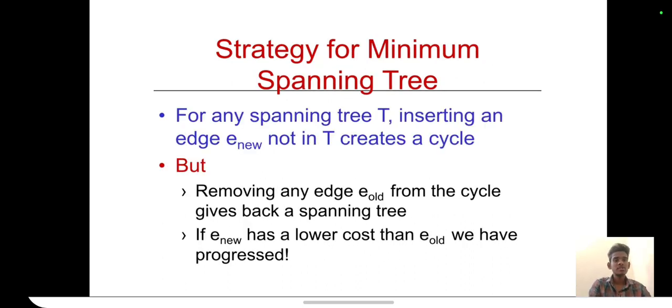Strategy for minimum spanning tree. For any spanning tree T, inserting an edge E new not in T creates a cycle, but removing any edge E old from the cycle gives back a spanning tree. If E new has a lower cost than E old, we have progressed.